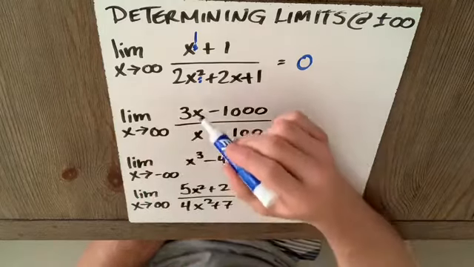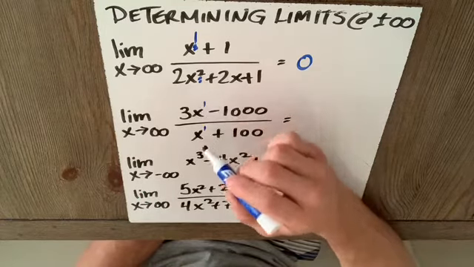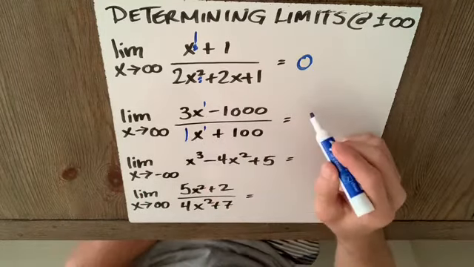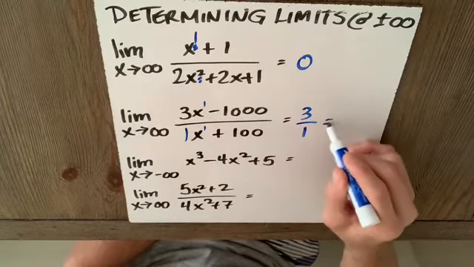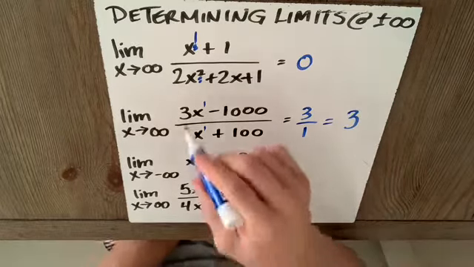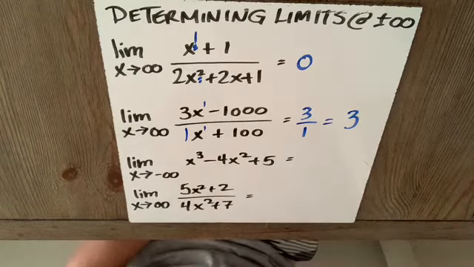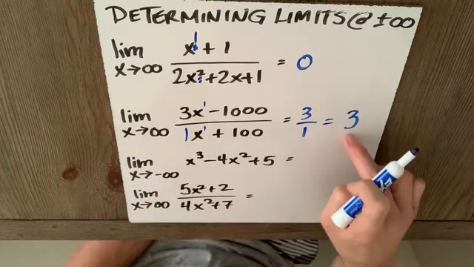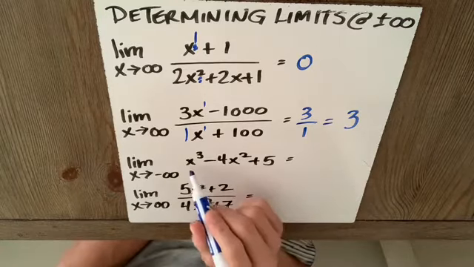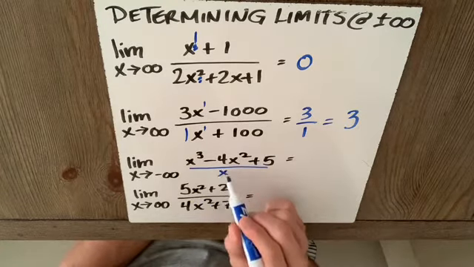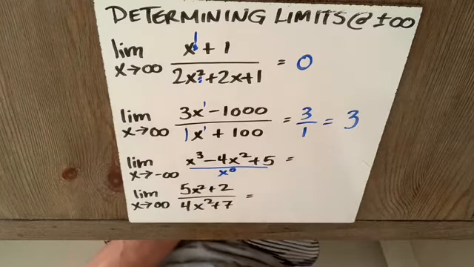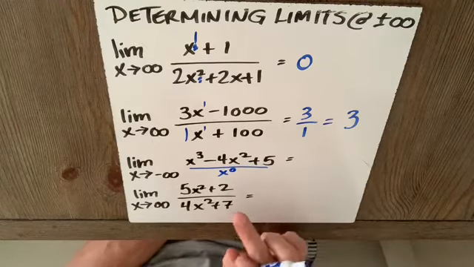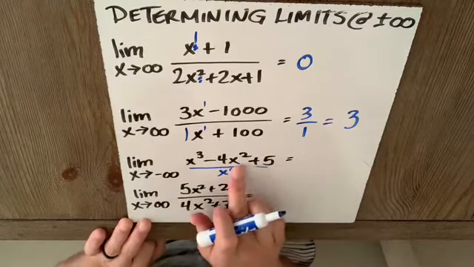Limit at infinity. I think top heavy, bottom heavy, or equal. Well, this one is equal, so the limit will be 3 over 1, or simply 3. The ratio of the lead coefficients. As x gets big, the y value goes to the horizontal asymptote. There's nothing written here, so I can say x to the 0 on the bottom, because x to the 0 is 1. I can add that in. If you don't want to add that in, fine, don't.